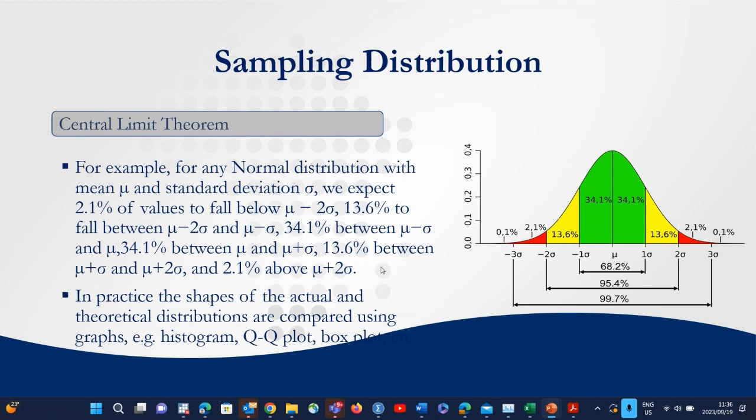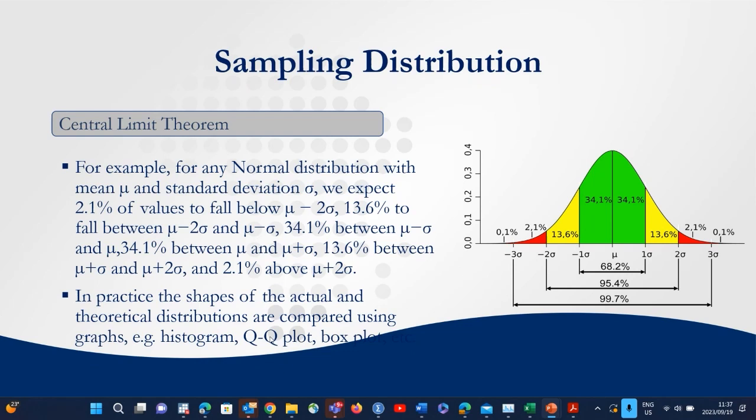Then we also know that, for example, 34.1% of the values here, the green part, will be between mu minus sigma, just here, the average minus 1 standard deviation, or the average plus 1 standard deviation. So these properties, once you say it is symmetric, these are some of the things that we will be expecting.